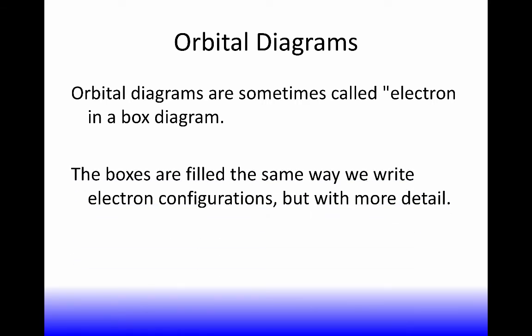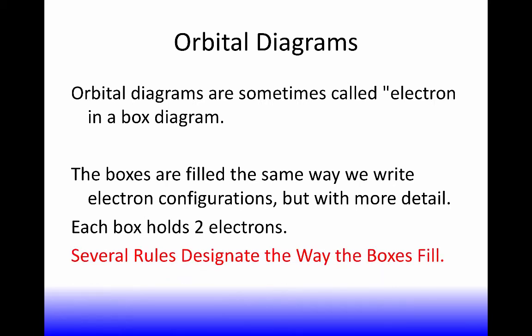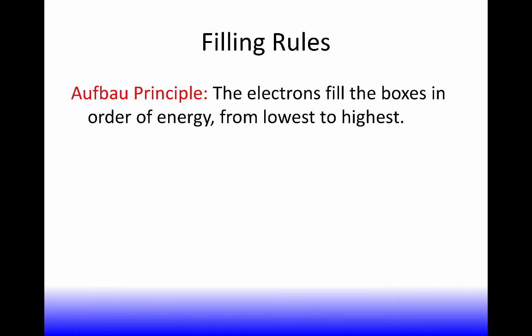And the boxes are filled the same way we write electron configurations. It's just that we have a little bit more detail when we do that. Each box holds 2 electrons because it corresponds to a suborbital or an orbital. And we have 3 rules that help us designate the way to fill boxes. These are important rules to remember. They're vocabulary. Okay, first one is called the Aufbau principle.